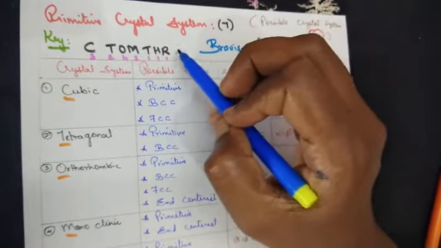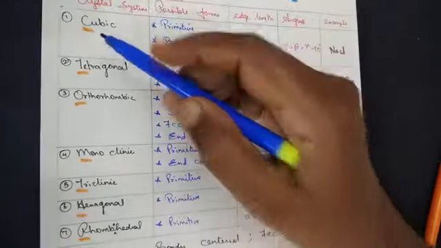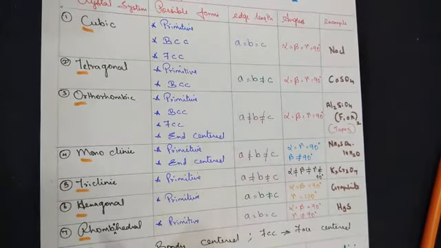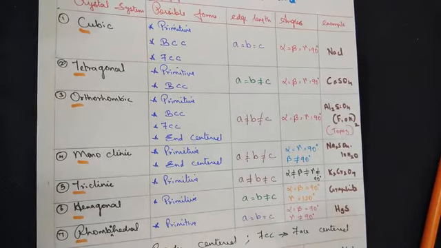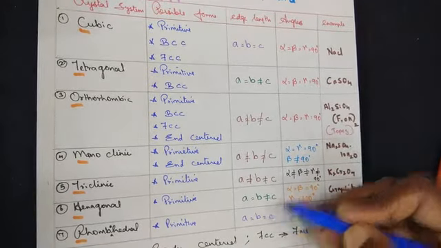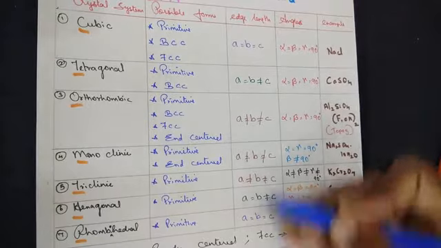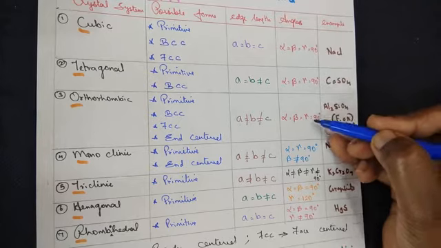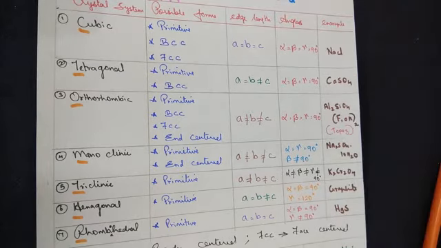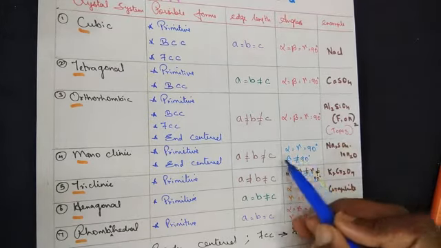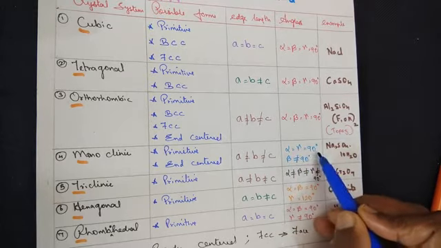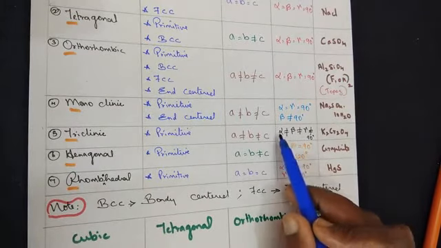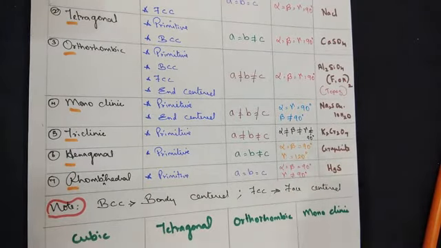If you remember this funny trick, CTOM: C stands for cubic, tetragonal, orthorhombic, monoclinic, triclinic, hexagonal and rhombohedral. In terms of length, the first and the last one are the same. The second and the second last are the same. The middle three are not equal to one another. In terms of angle, the first three are equal to 90 degrees, meaning all the angles are 90 degrees. For monoclinic, alpha and gamma are 90 degrees but beta is not. In triclinic, none of the angles are 90 degrees.